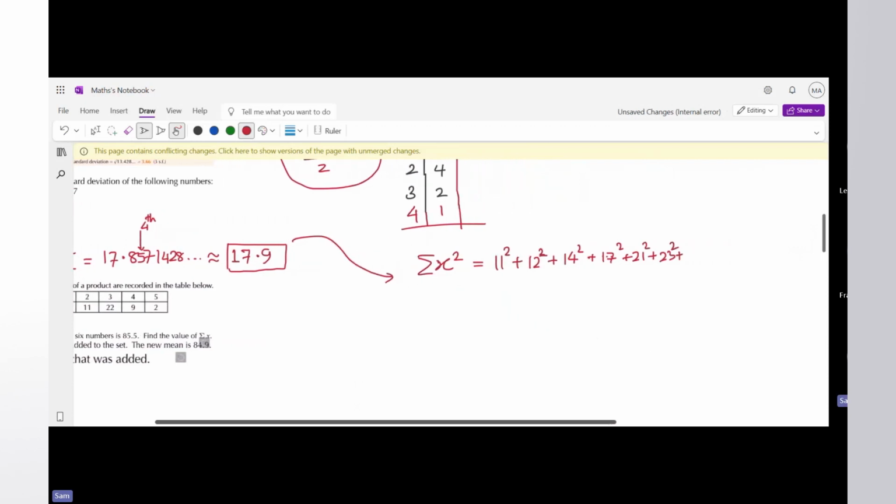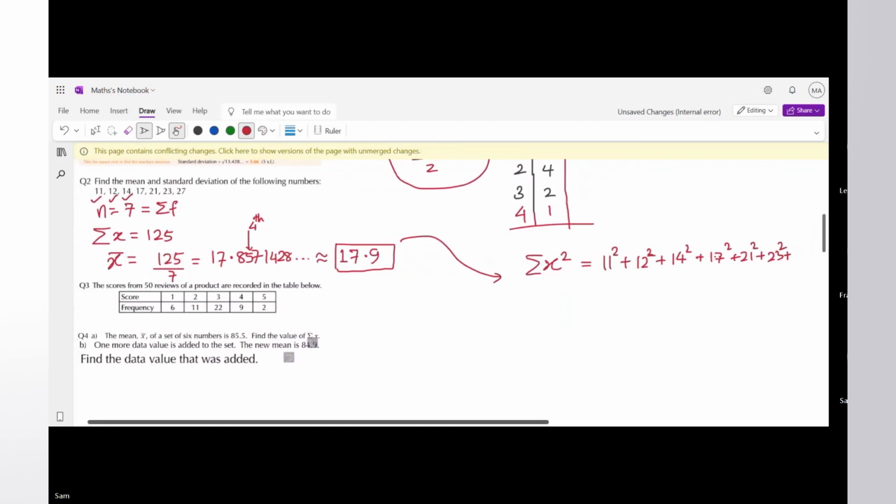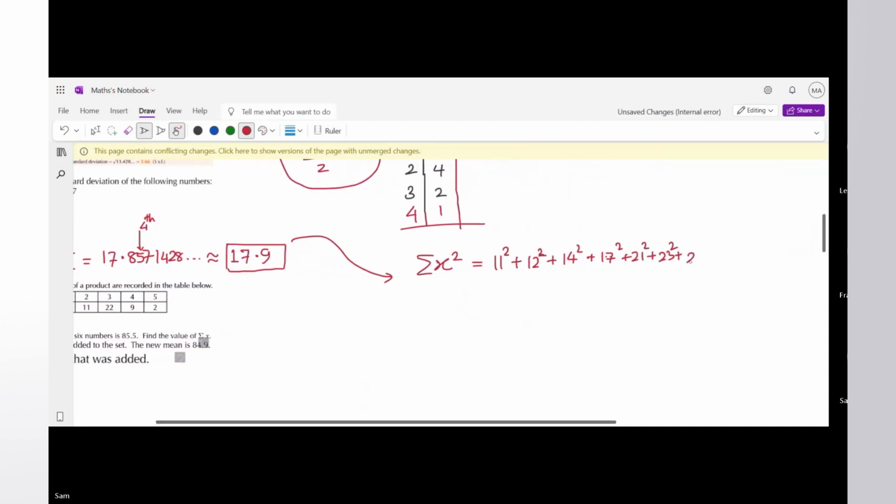Actually, we don't have to find this. Why do we not have to find this? What was wrong in what I was doing? What is wrong in this? Let me have a look. 11 squared plus 12 squared. Okay, actually, it is not wrong.